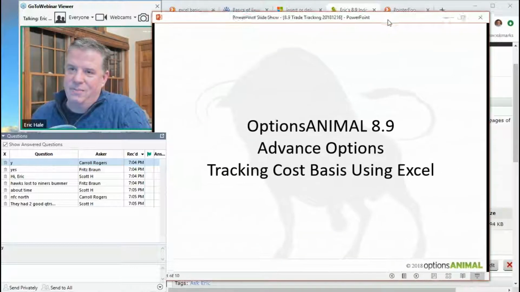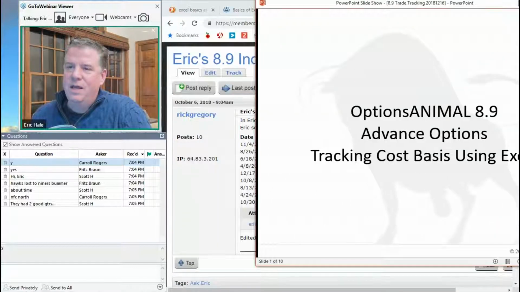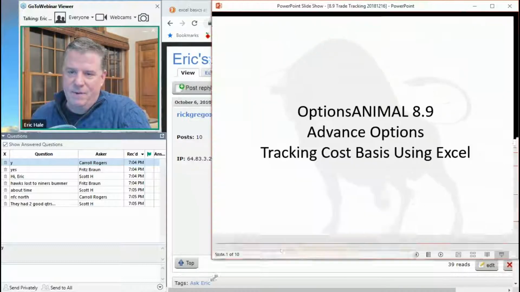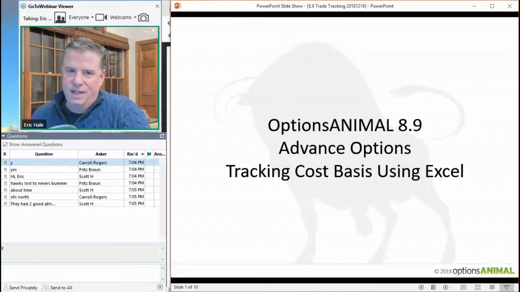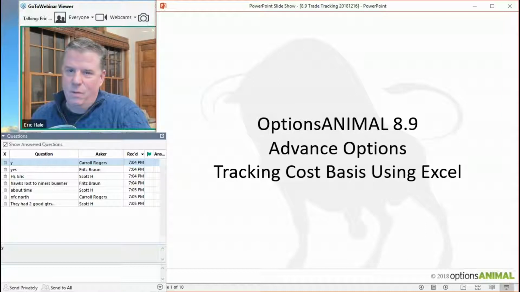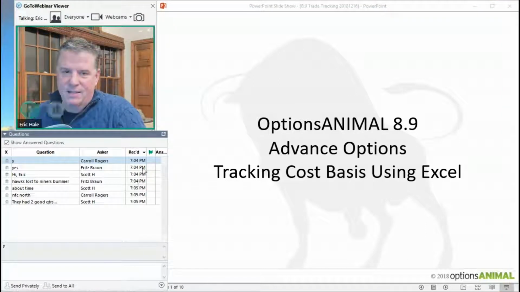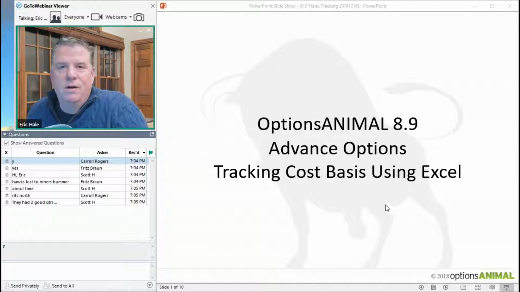The other one is one that I wanted to present, and I don't know that it really is a level 8 topic, but I do think that it's important, and I don't know where else in the program we really talk to you about it. That is the importance of tracking your trade and your cost basis. I am curious, those of you that are doing it, how you do it.